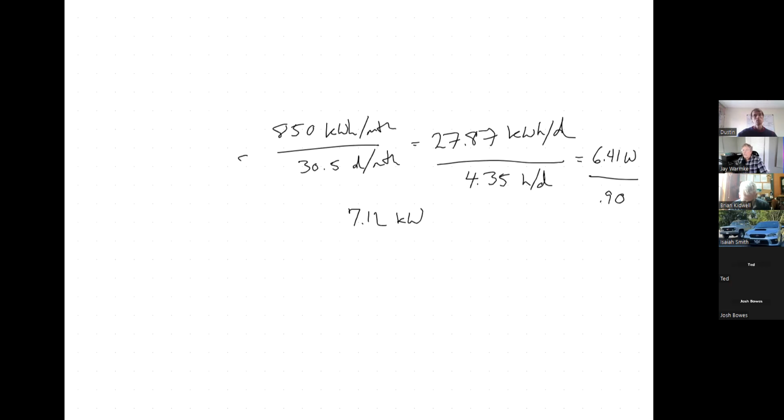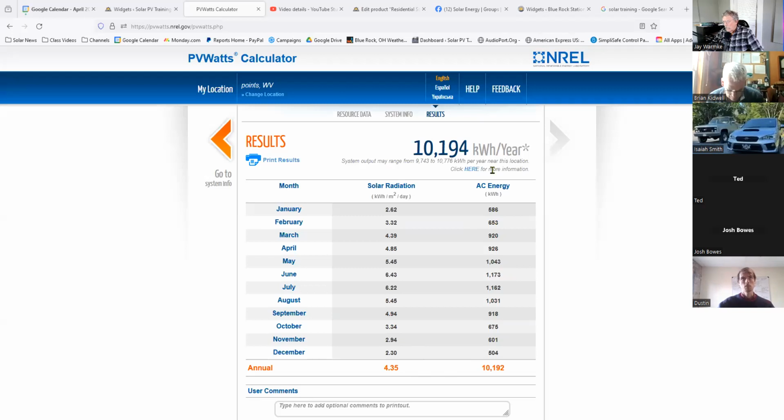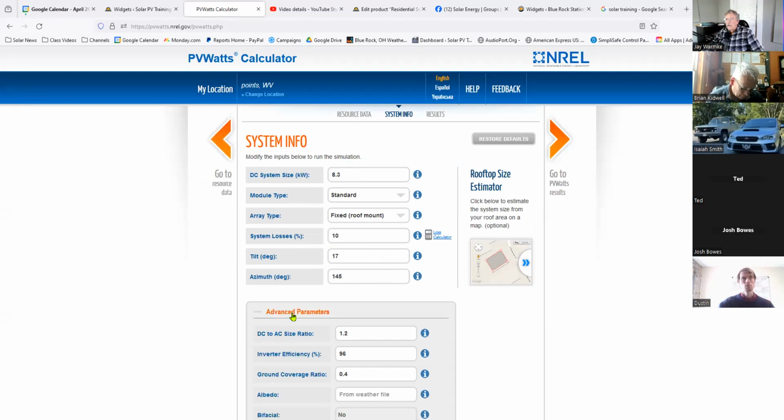Where did you say you needed 8 point something? Well, remember when we were back on the PV Watts page? If I share the screen, where's the PV Watts? There we go. Here, it told me that in order to get 10.2, which is what I needed, I needed 8.3 here because of the angle and the tilt that I put in there.